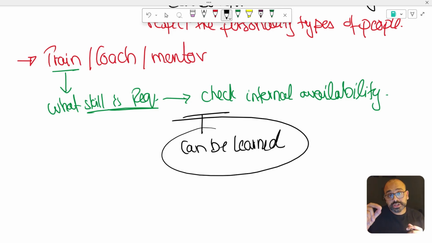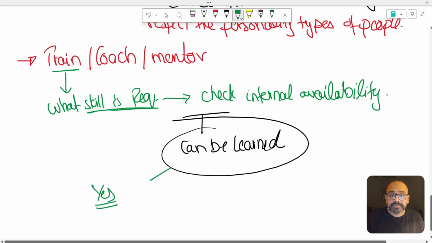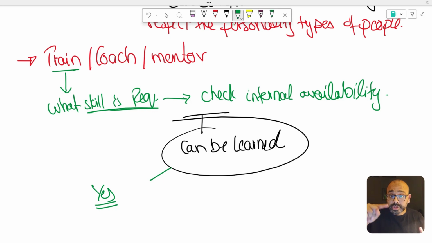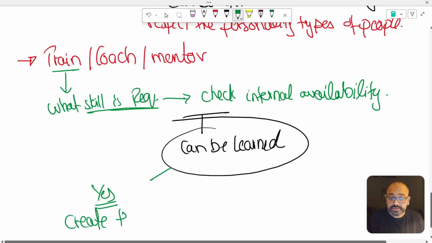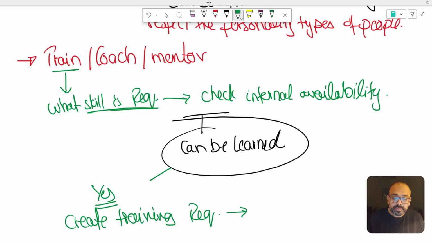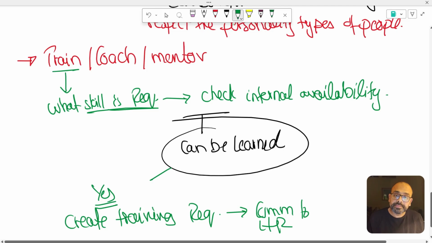You need to do that as a project manager, because the scope of the work is known by you, not your HR. So can it be learned? If yes, it means you have some time for learning, right? Because remember, learning requires time, acquiring a skill requires time. So if it can be learned, yes, create training requirements. Communicate those requirements to the HR, right? Tell them and look for options.